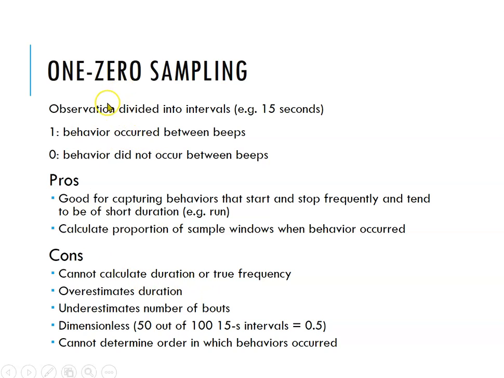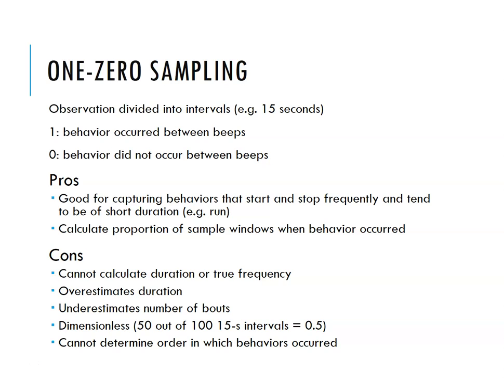But I was going to say an alternative to this point interval capture, where you're listening essentially for the beeps and saying what's happening right as this beeps, right at this 15-second mark, is interval sampling. We call this 1-0 sampling, where if during that 15-second interval a behavior did happen, we would score that as a 1, and if the behavior didn't happen, we would score that as a 0.